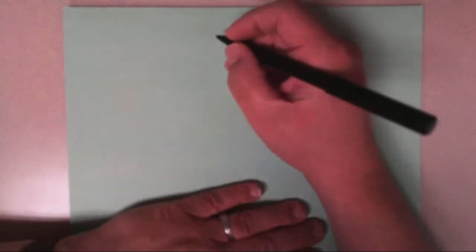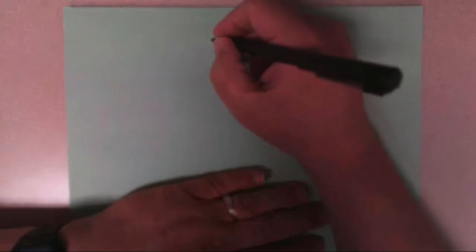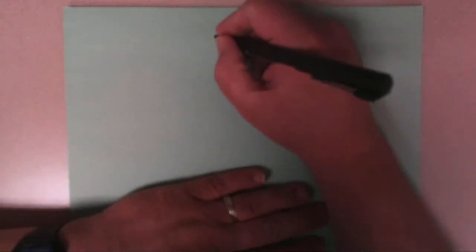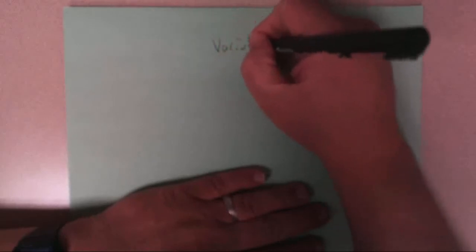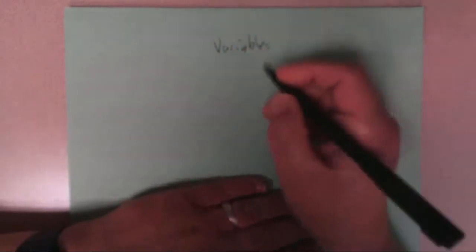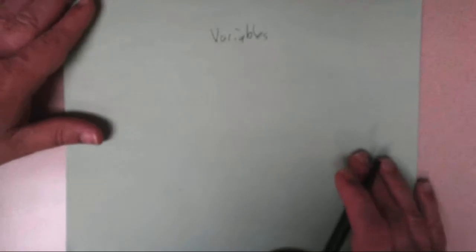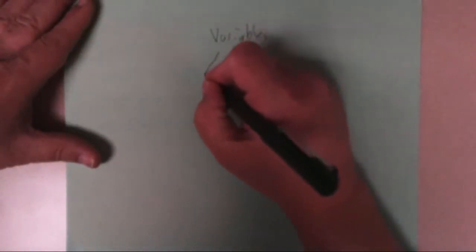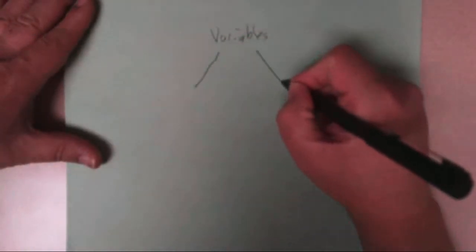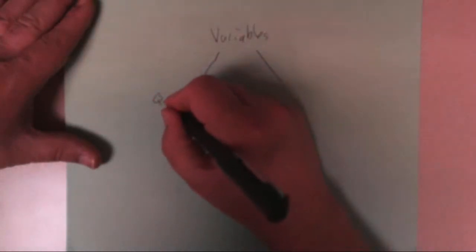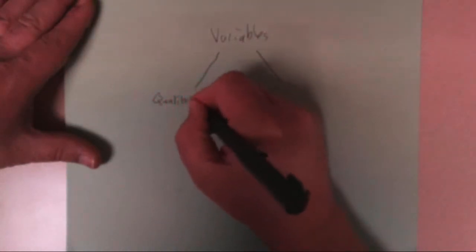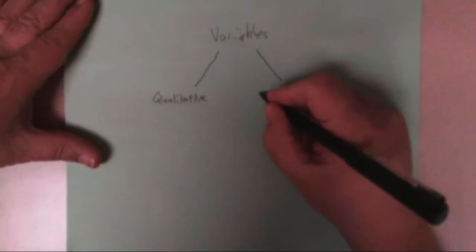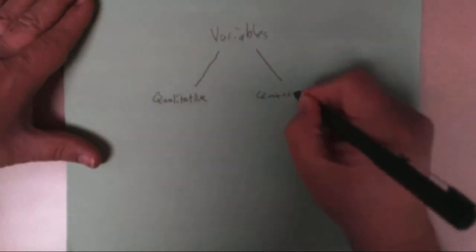Okay, so now when we're dealing with different types of variables, there's a main division. The first division here is that your variable can either be qualitative or it could be quantitative.